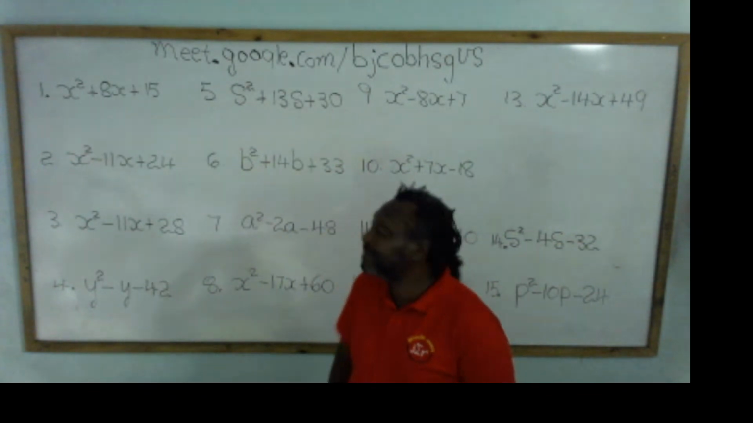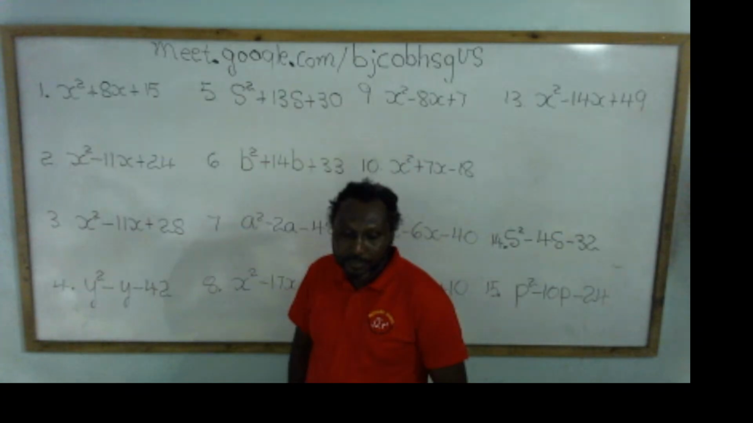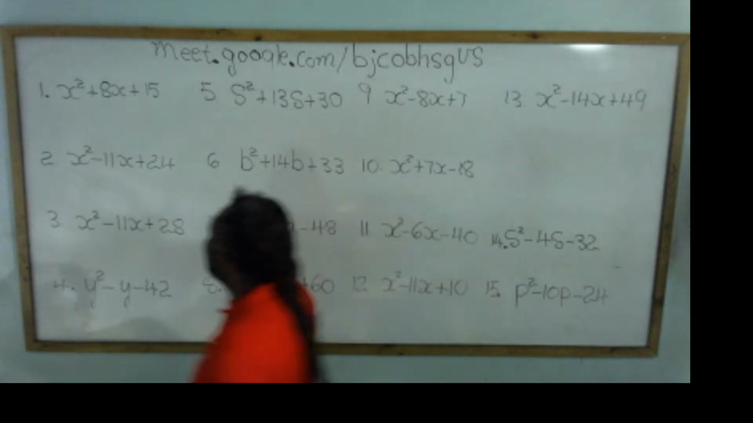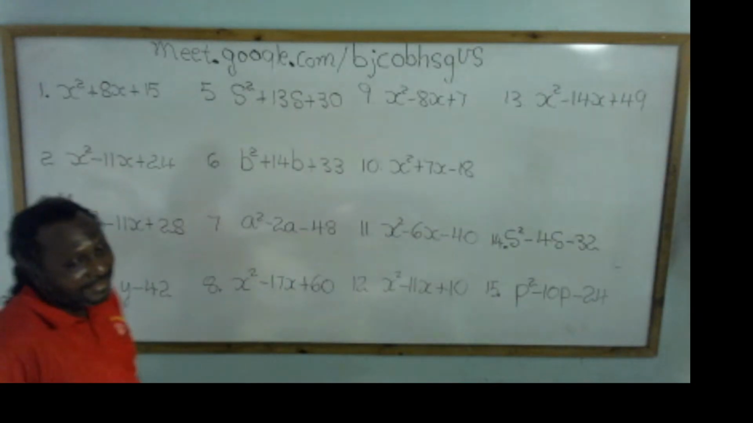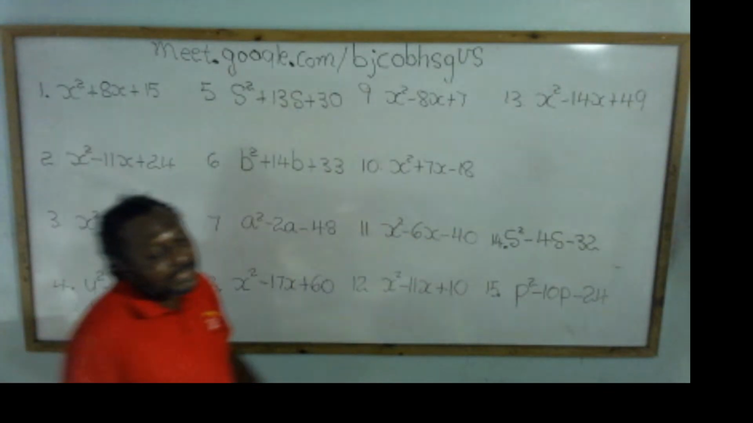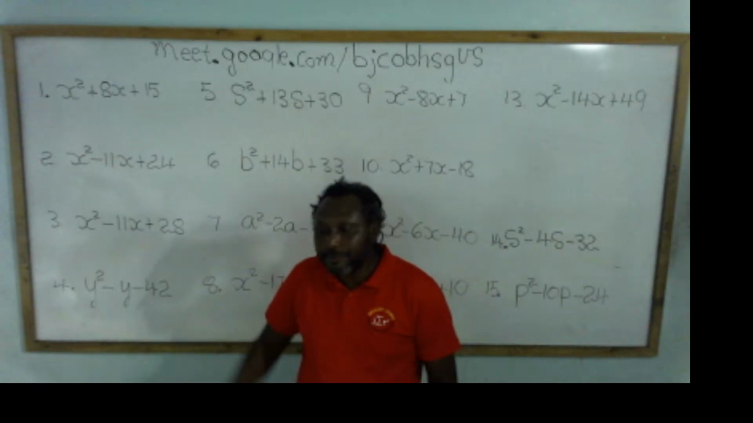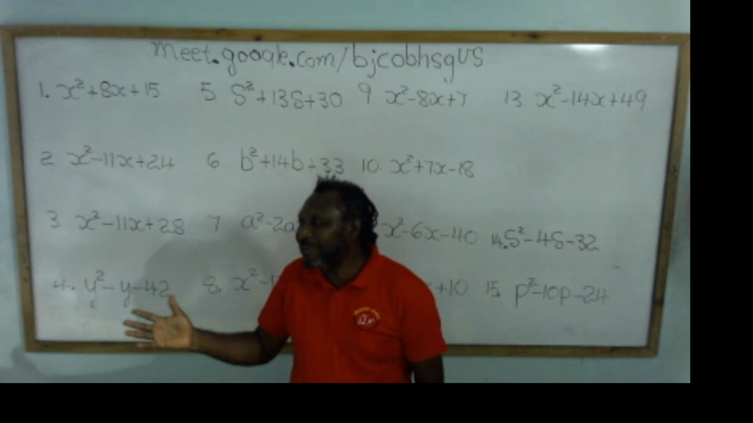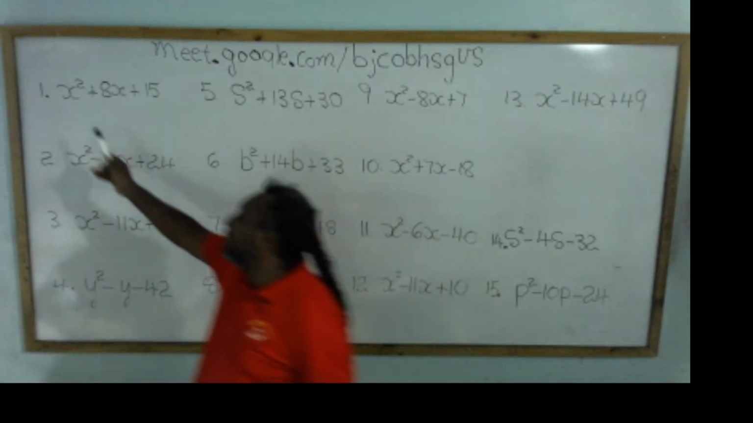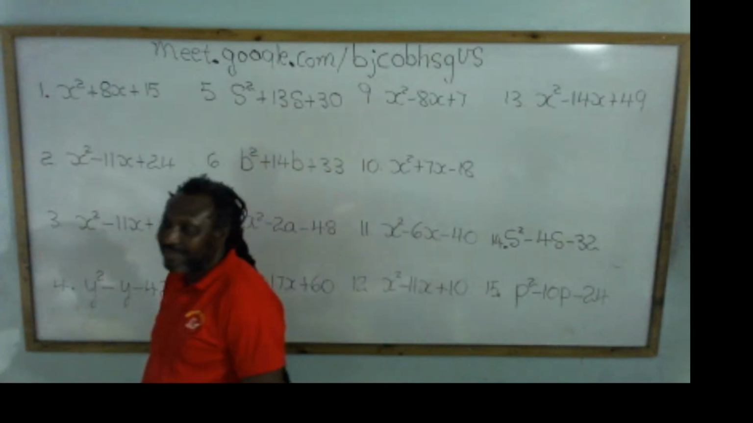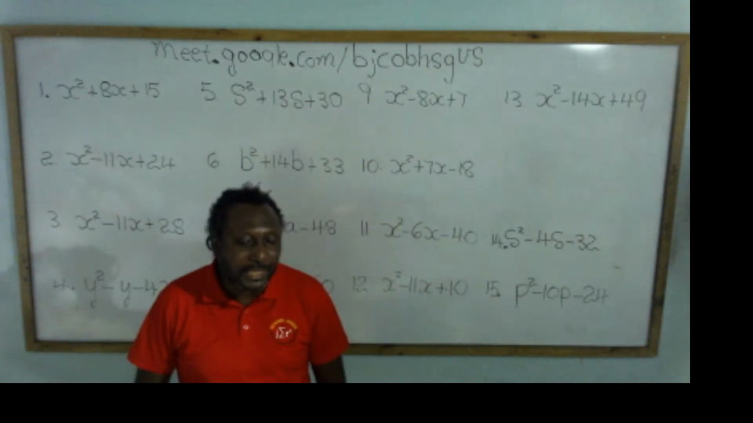Nice. So let us look at the first one. In this case, we are factorizing x squared plus 8x plus 15. Of course, this is not the end of trinomials. We have two, what I would say, levels of trinomials. The one with the coefficient of the square term is 1. We just do that in one step.